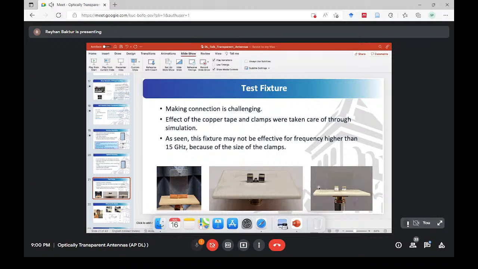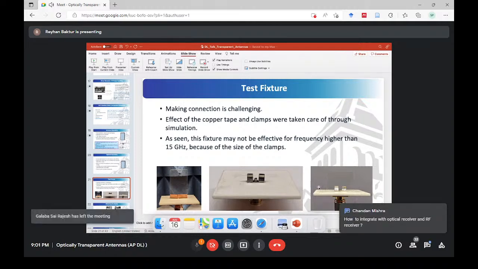And also, it's relatively more expensive to make your antenna, because most technology is developed for clean room settings, whereas most people would like to explore options that you can inkjet print in normal labs. So it's just cheaper.